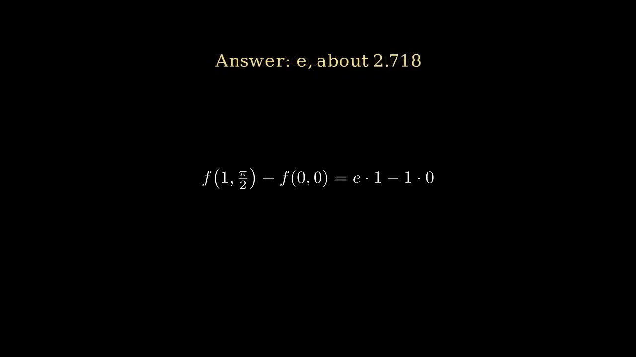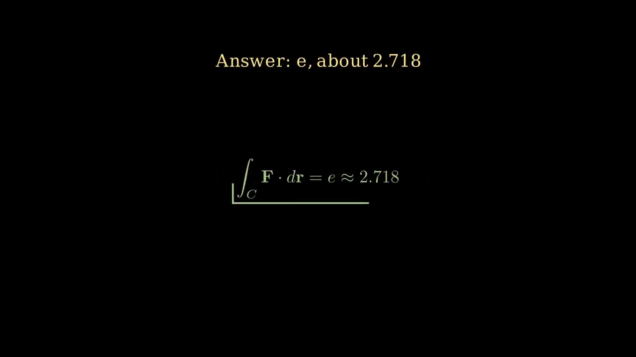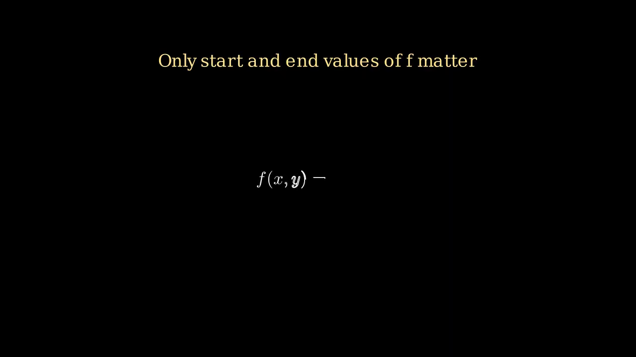Compute f at (1, pi/2) minus f at (0, 0). That's e times 1, minus 1 times 0. Answer: e, approximately 2.718. Question 3, working backwards from a target answer.